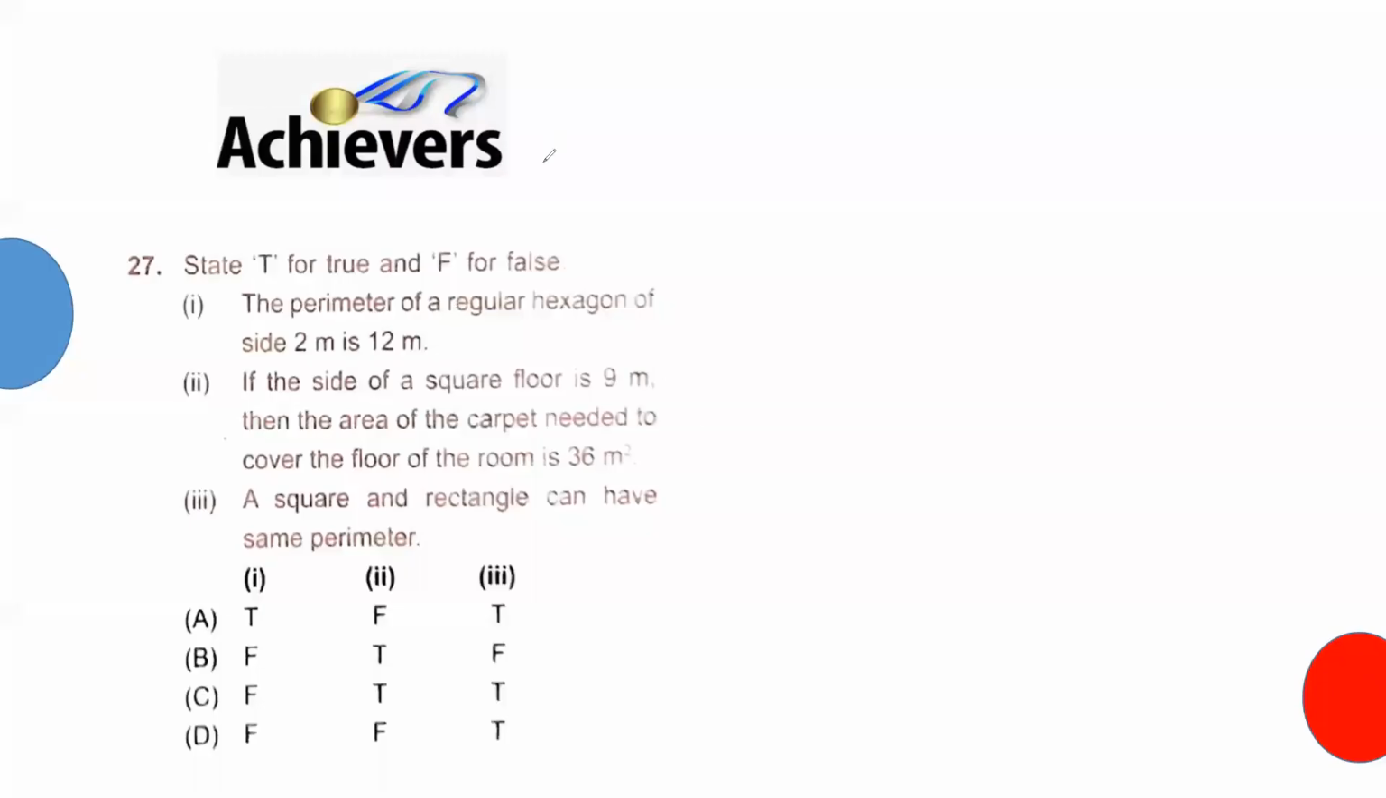When you go to this question: the perimeter of a regular hexagon with side 2 meter. Suppose you consider a hexagon. So this may be considered as a hexagon. I'm not able to draw it very perfectly. If this is 2, 2, 2, 2, 2, 2, then perimeter is 12 meter. This is correct.